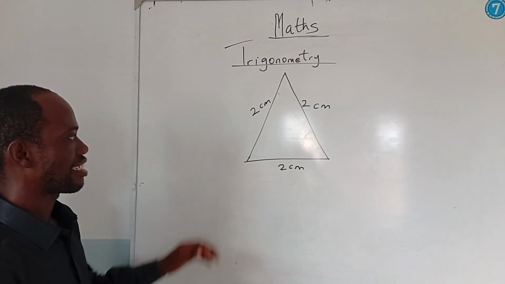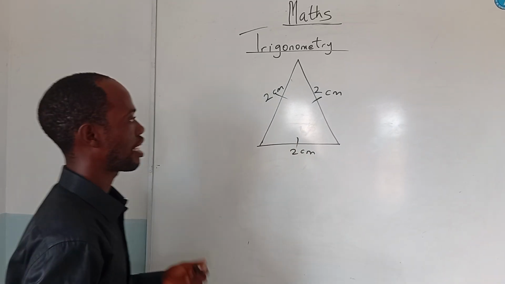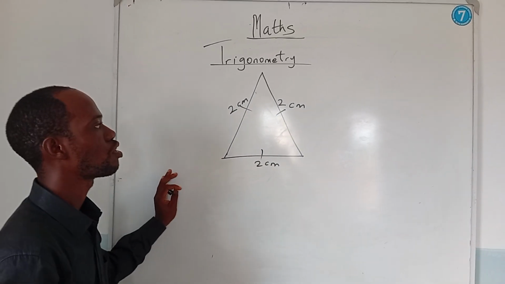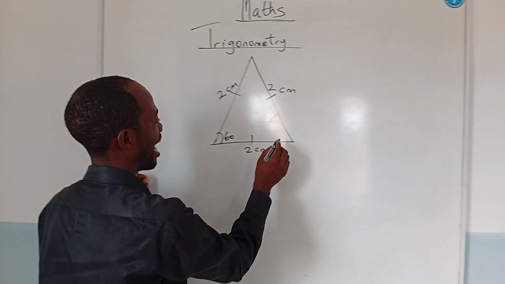We'll draw an equilateral triangle first. An equilateral triangle. And don't forget, in an equilateral triangle, all sides are equal. Also, all angles too are equal.